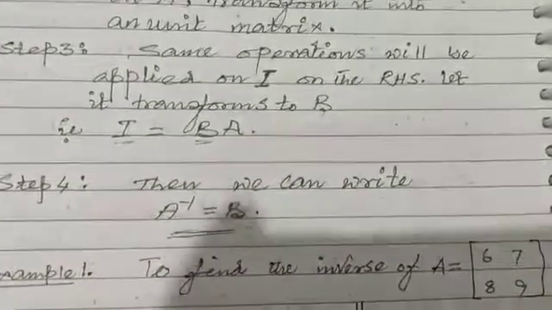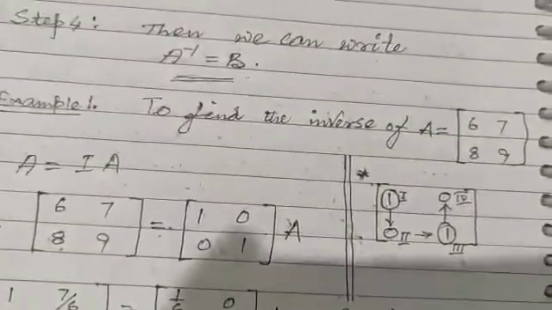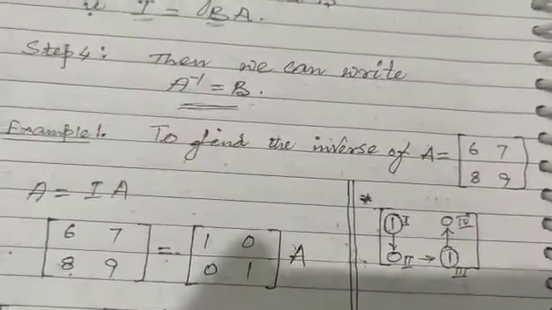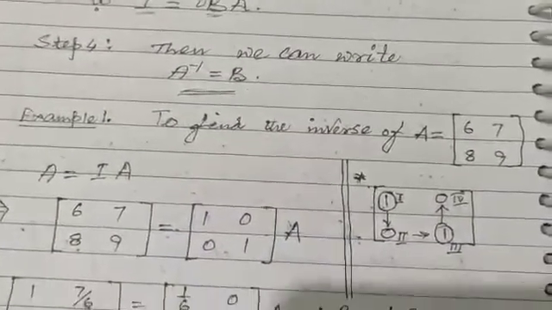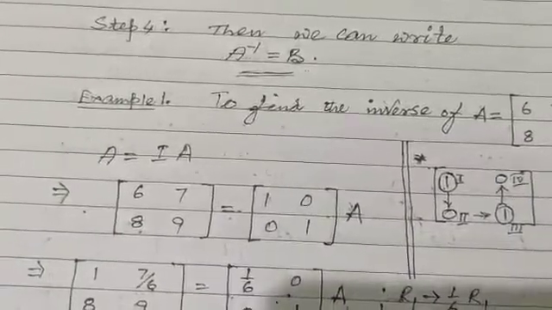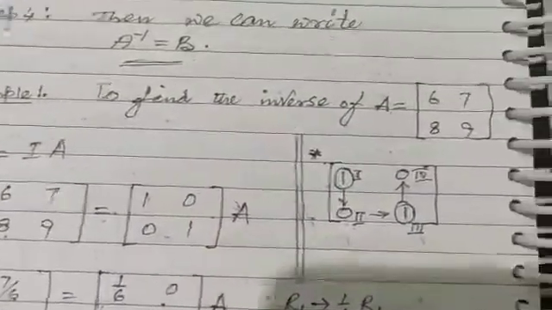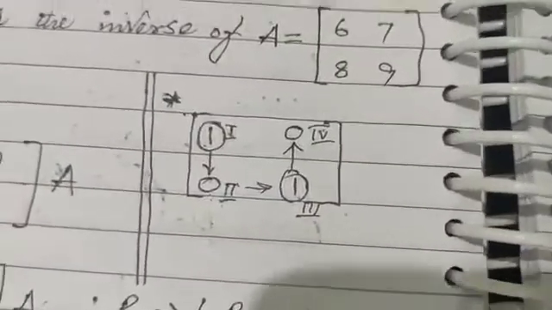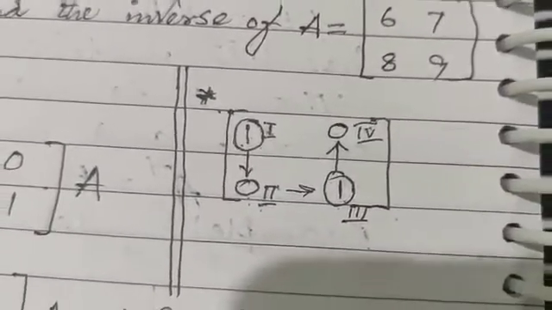An example is given here of order 2 by 2. Suppose A is equal to 6, 7, 8, 9. First row 6, 7, second row 8 and 9. You have to find the inverse of this matrix using elementary row operations. There is a shortcut technique to understand it. There are 4 steps. For a 2 by 2 matrix, 4 steps are sufficient.